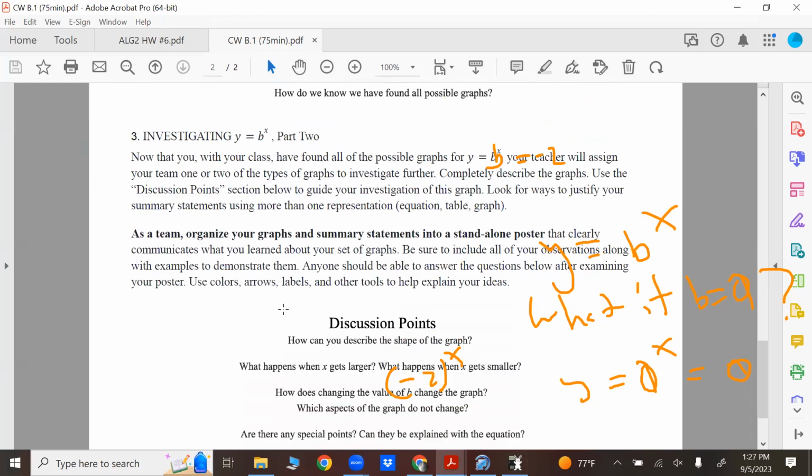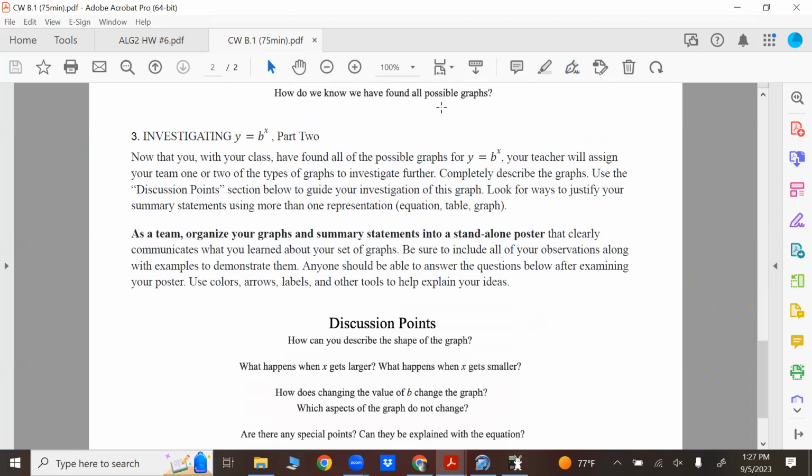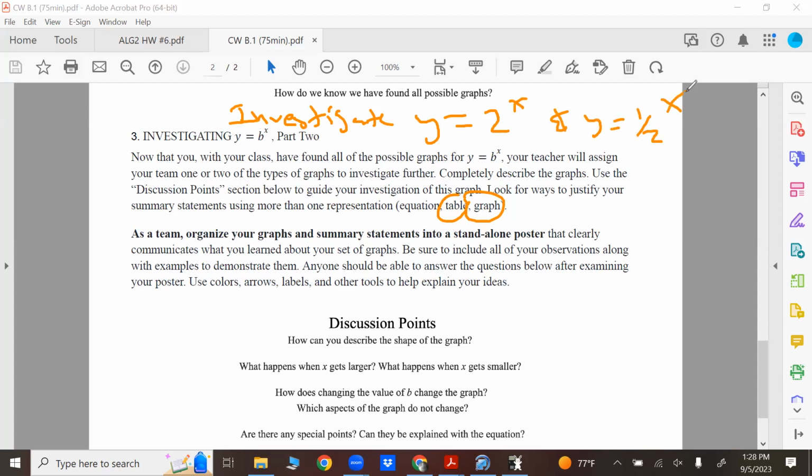So anyway, I'm gonna have you guys do part 3 in your groups, and I'm gonna assign you a B value. I want you to do a graph and a table. So you're gonna make a table and a graph. Here's what you're gonna investigate. By investigate, you're gonna do a table. I want you guys to plug in -2, -1, 0, 1, and 2. And your graph's gonna look like this.